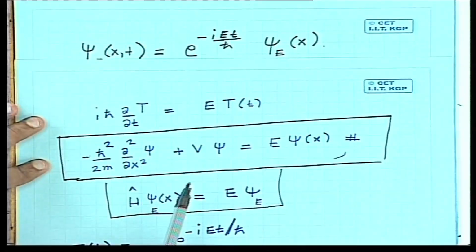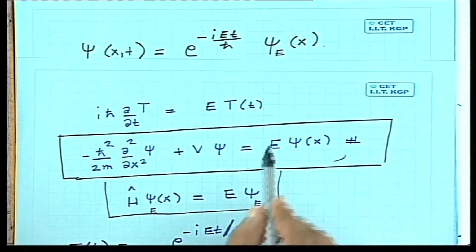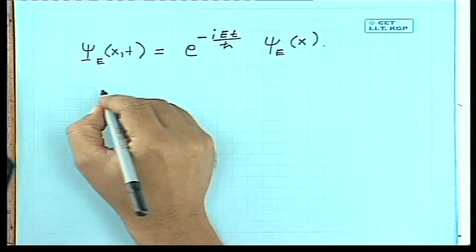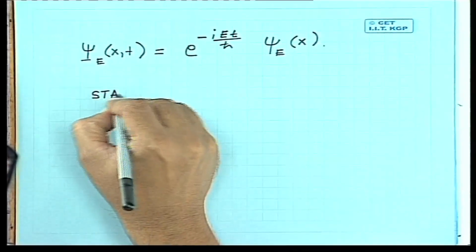So in a situation where the potential does not depend on time, the whole problem reduces to solving this equation. Once you can solve this equation, you can find out the eigenfunctions of the energy, you can get the allowed eigenvalues of the energy. Once you have this, the whole system is solved. These states are called stationary states of the system.